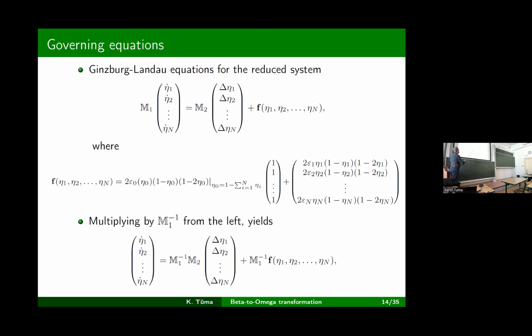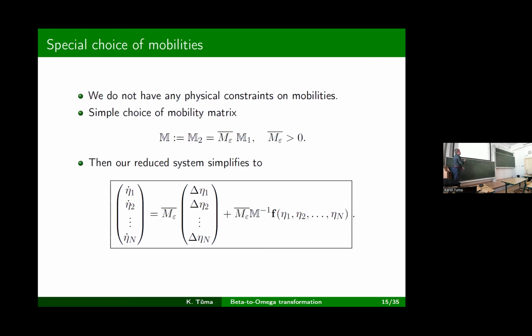So now what we do, we want to express the eta dots, and we have just a simple evolution equation. So we multiply this equation from the left by M1 inverse, and we get this evolution equation. So now we have some simplification. So I will repeat. We want it for M1 that it is positive definite to satisfy the second law of thermodynamics, and for M2 to be positive semi-definite to have the energy bounded from below.